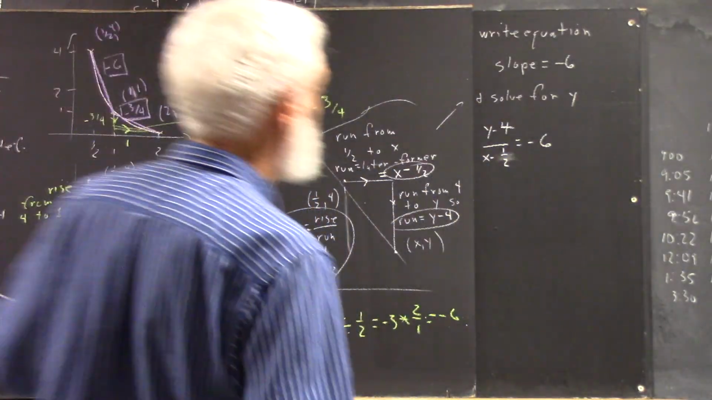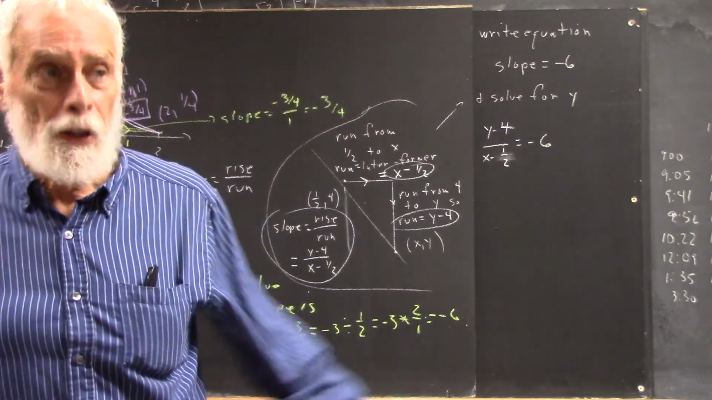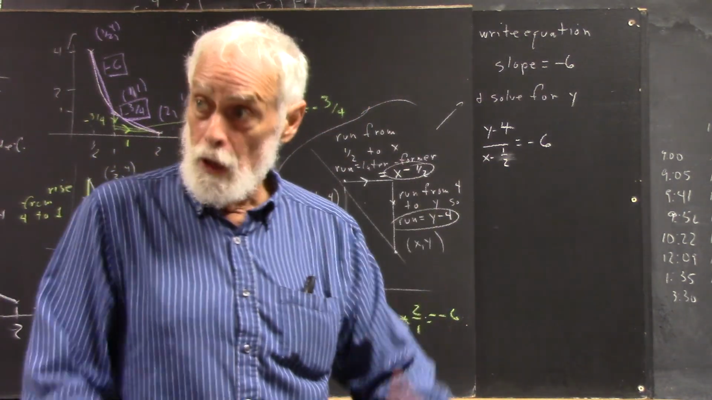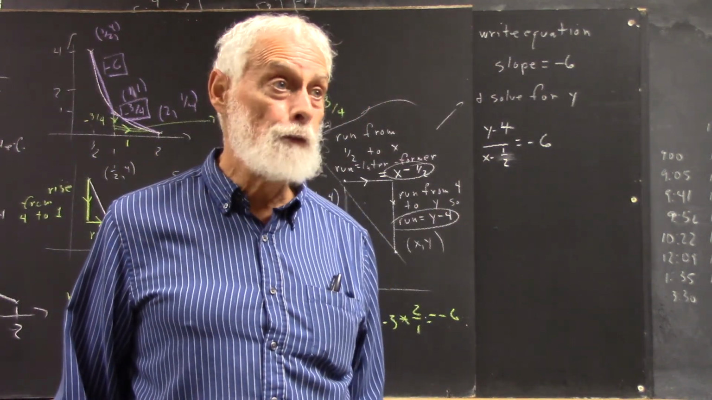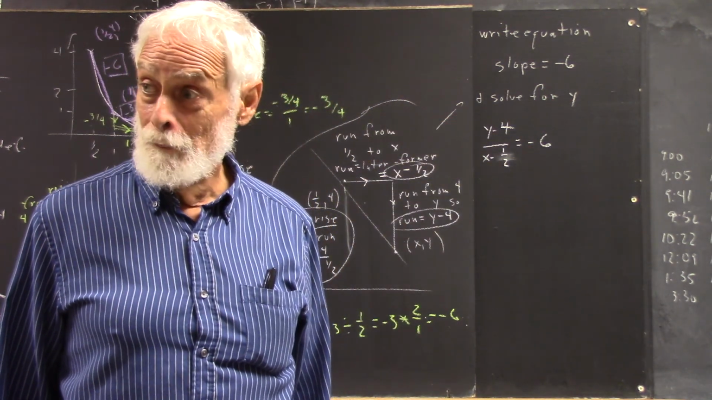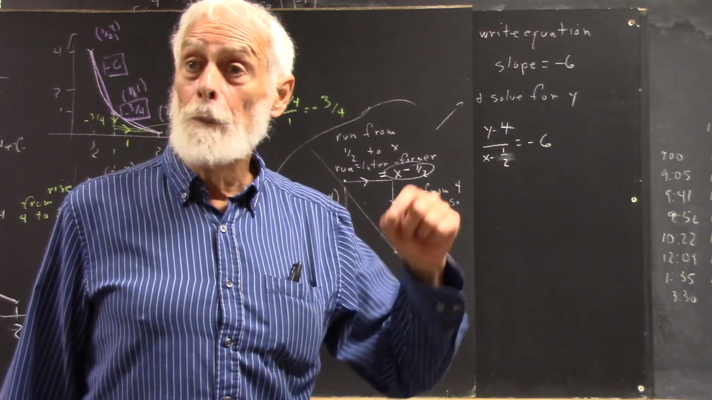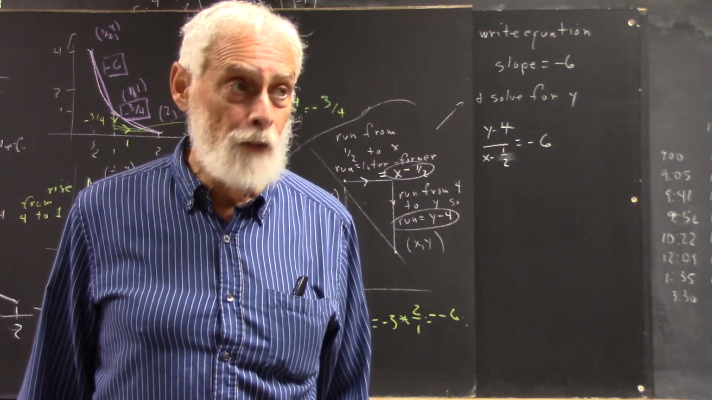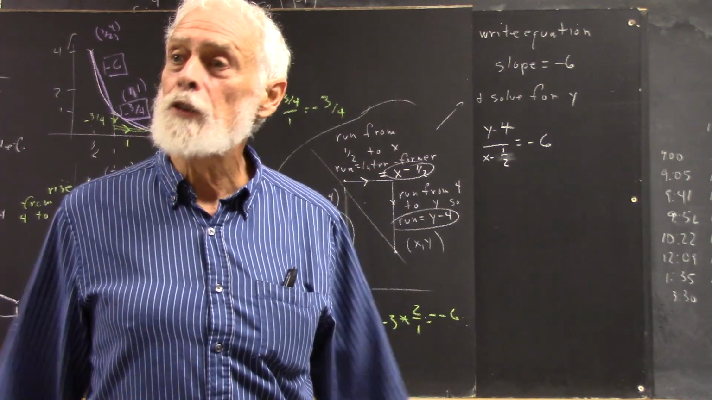We don't move this over here. That's not a mathematical operation. That's a visual operation. It's okay if you think that you want to move this over to this side, that's fine, as long as you do it using a mathematical operation. If you just move it, you're liable to do just about anything.